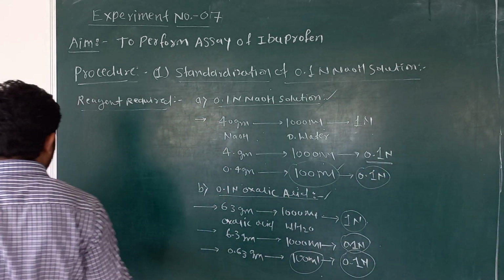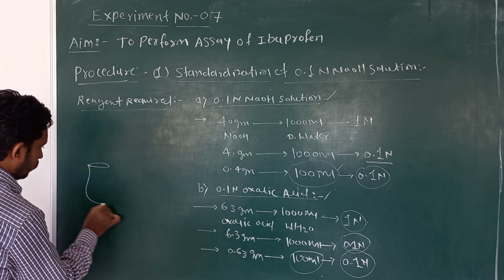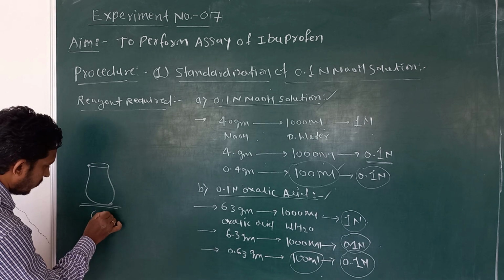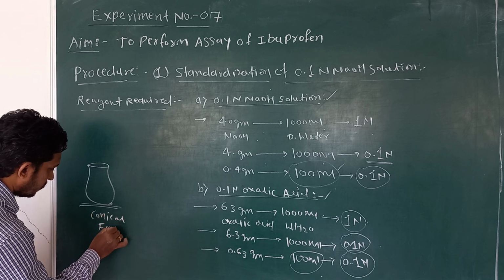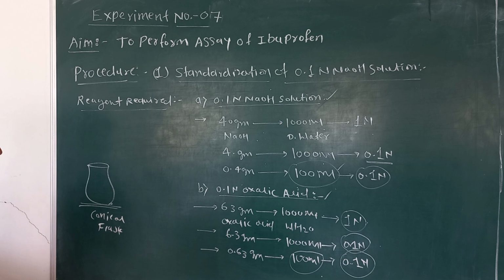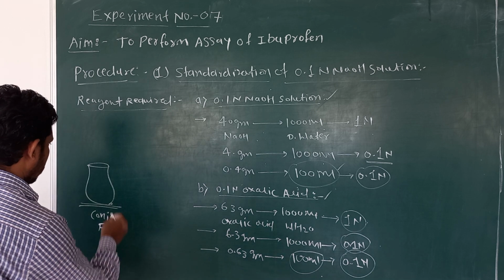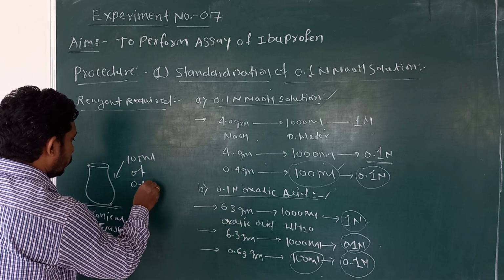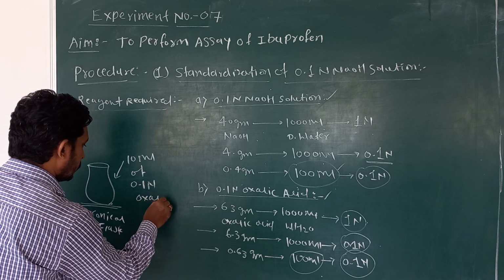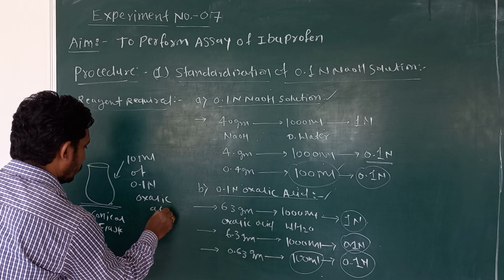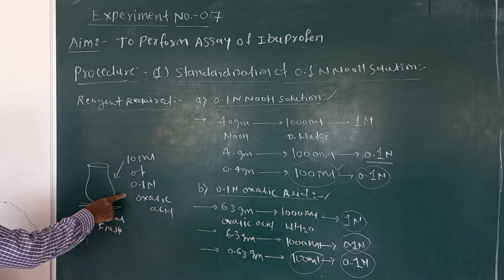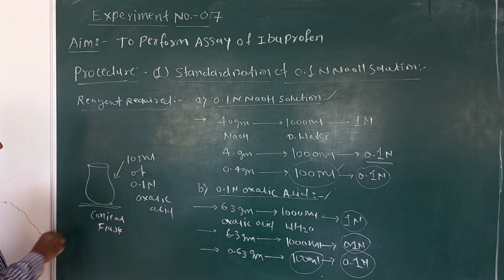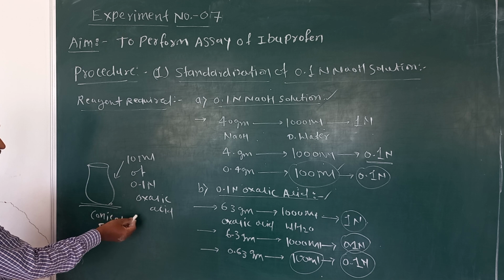First of all, this is the conical flask. You have to take 10 ml of 0.1 normal oxalic acid into the conical flask. Take 10 ml of 0.1 normal oxalic acid in the conical flask.